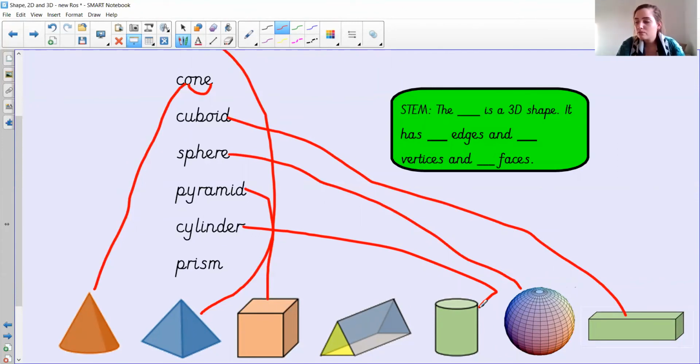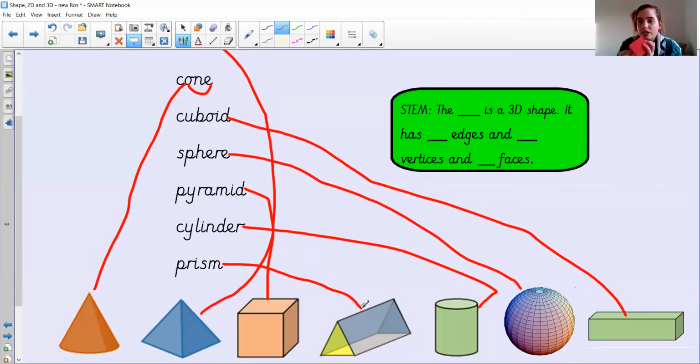And the last one, where are we? A prism. So here we've got this prism. We can see a triangle. We can also see another triangle here. Have a little look and see what other shapes you can see within this one.